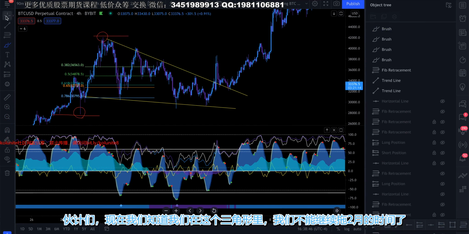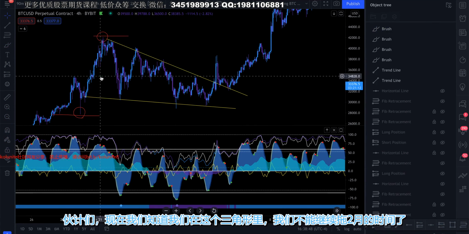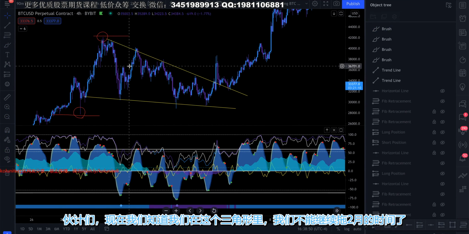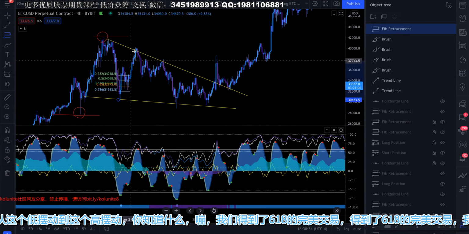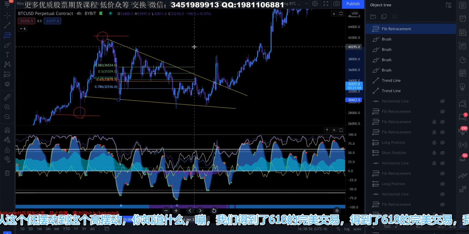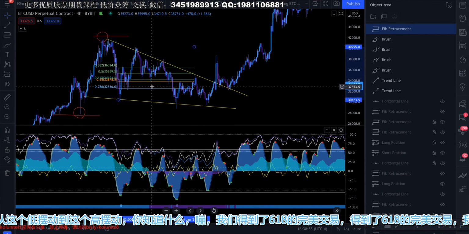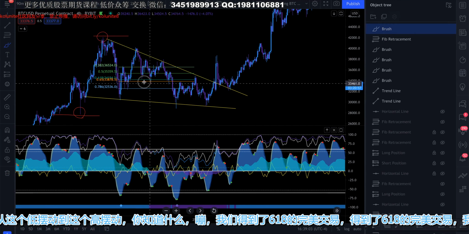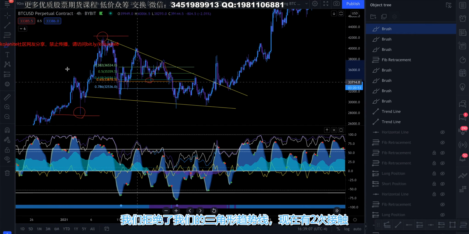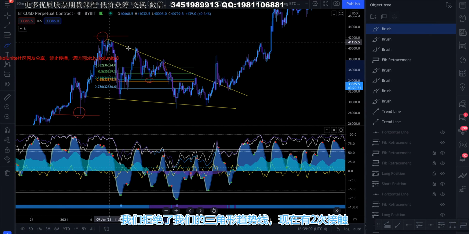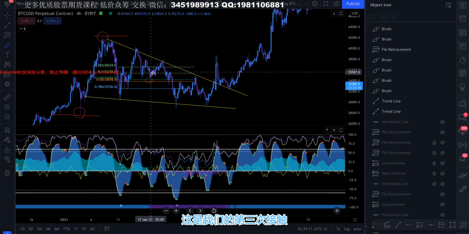Now what we can do, guys, is continue to pull our fib. Now that we know we're in this triangle, we can pull our fib from this swing low to this swing high. And what do you know? Boom. We get that perfect trade off the 618. We come back up, we reject off our triangle trend line, which now has 2 touches. Now this is our 3rd touch.